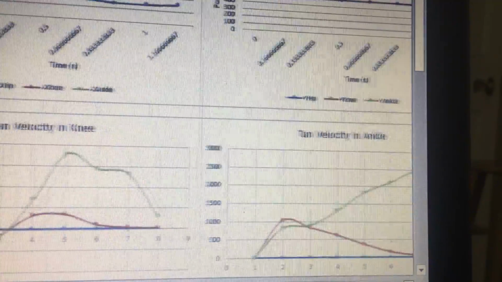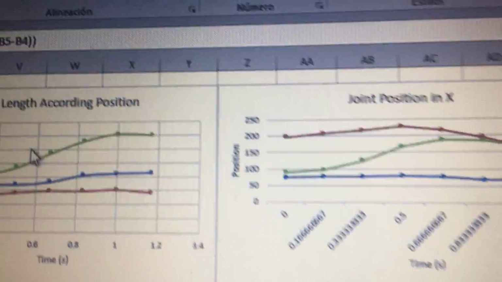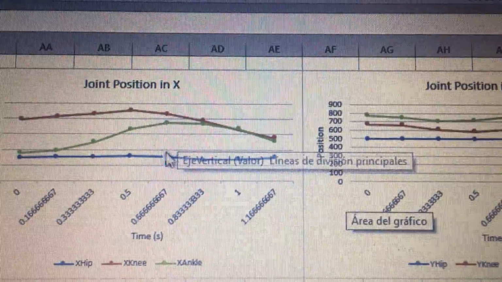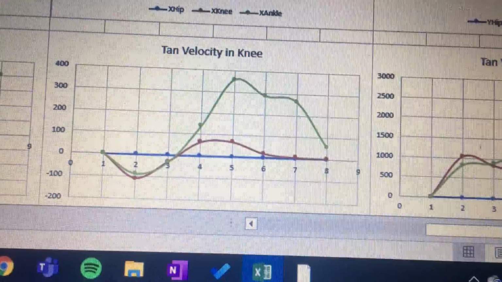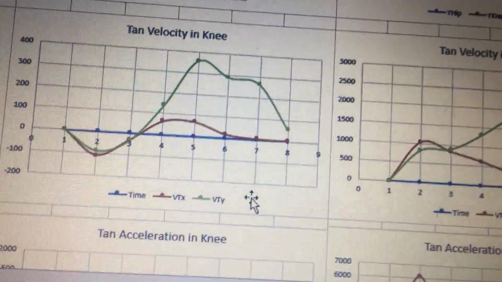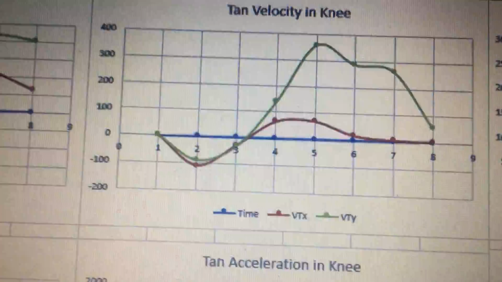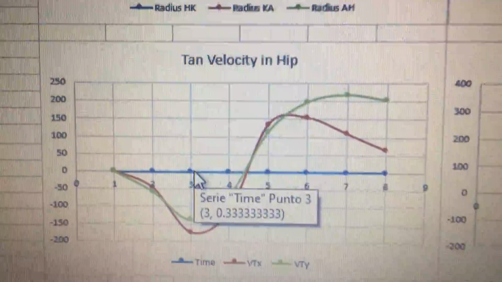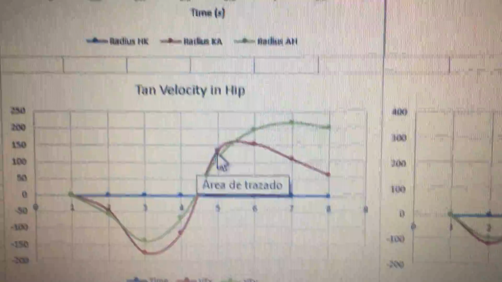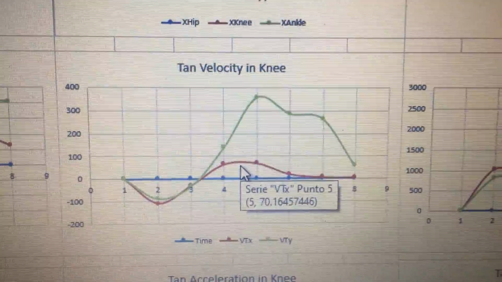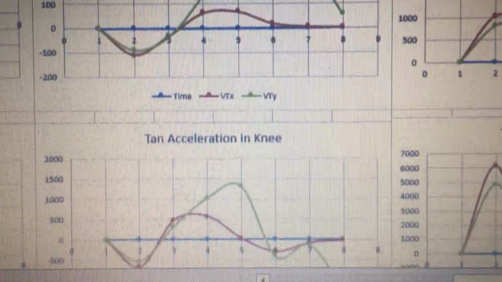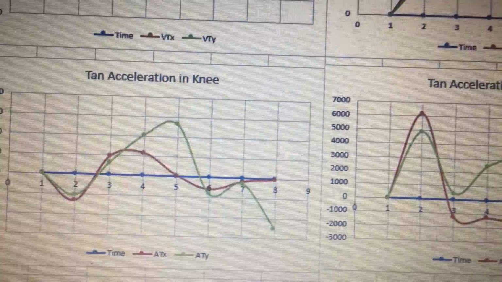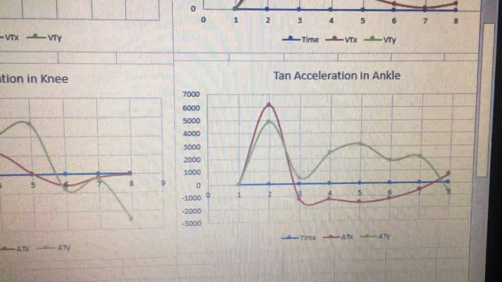So we have the graphs here for the segment length, the position of every joint in X, and also the position for every joint in Y. Over here we have, in function of time, which is constant, the tangential velocity of the hip in X and Y, the tangential velocity of the knee in X and Y, and the tangential velocity in the ankle in X and Y. And finally we have the same but for acceleration, for the hip, for the knee, and for the ankle.